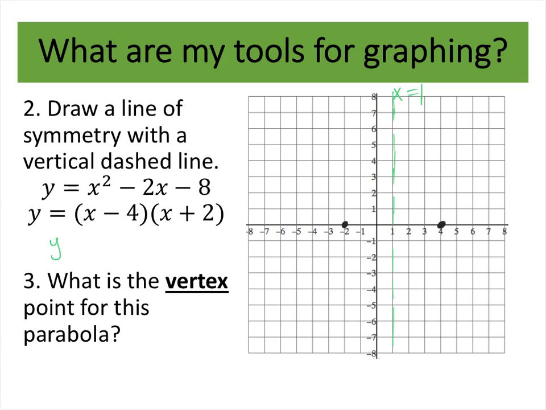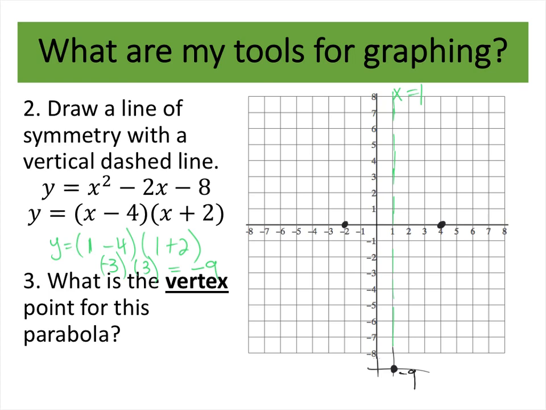Well, what happens to the y value when x equals 1? 1 minus 4 and 1 plus 2. 1 minus 4 is -3, so -3 times 3 is -9. Okay, so on this line, my vertex is going to happen down here at -9, and I don't have enough space, and that's okay, because I'm going to just add on a little line right there at -9. I can find my vertex by plugging the x value into the equation, and I find that my vertex point is at -9.